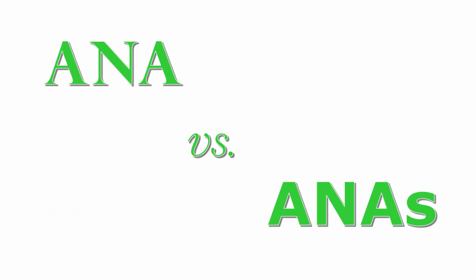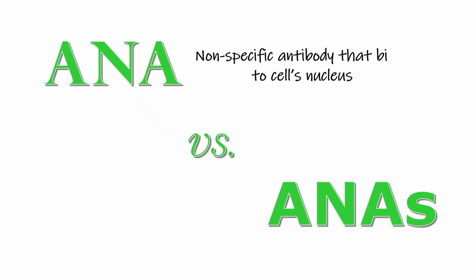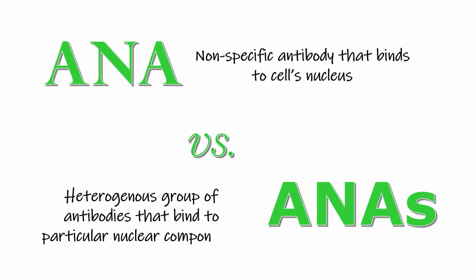Just a quick reminder, although we use the terms ANA and ANAs interchangeably, there's quite a difference between these two terms. ANA is more of a general term that refers to a non-specific antibody that binds to the cell's nucleus. On the other hand, ANAs are a group of different anti-nuclear antibodies, or a heterogeneous group of antibodies that bind to particular or specific nuclear components.